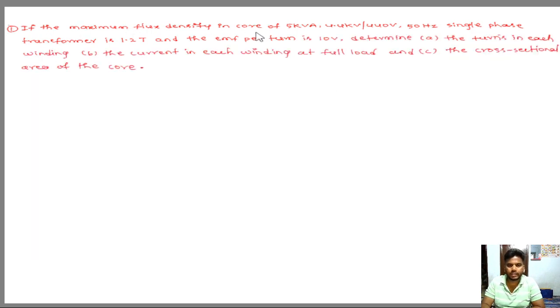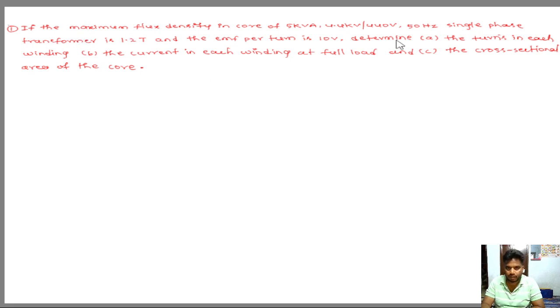if the maximum flux density in the core of a 5 kVA, 4.4 kilovolts by 400 volts, 50 Hz single phase transformer is 1.2 Tesla and the EMF per turn is 10 volts, determine (a) the turns in each winding, (b) the current in each winding at full load condition, and (c) the cross sectional area of the core. Is it clear?